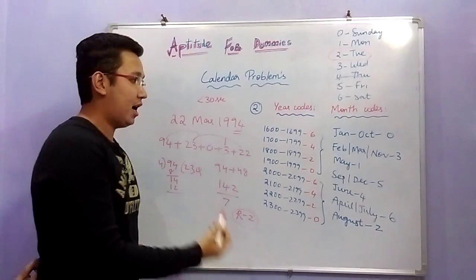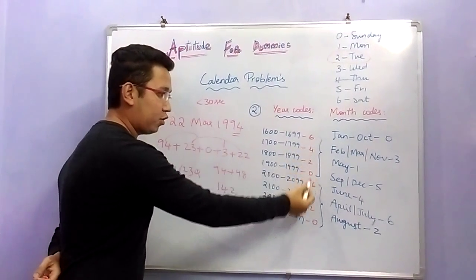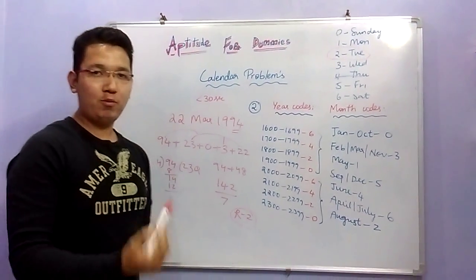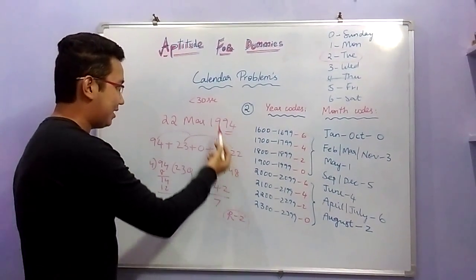Similarly, if you practice and if you remember this series, which is 6420, and these month codes, which are easy, then you will be able to solve these problems in less than 30 seconds.